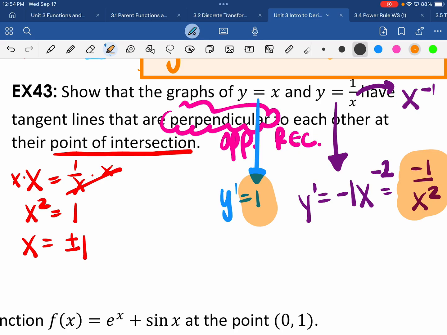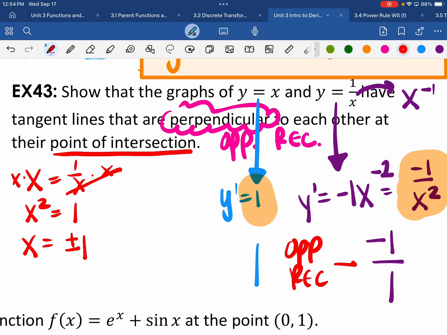Now, the first function, is that derivative ever going to change? No, it's going to be 1. So this first derivative is always 1, no matter what. For this derivative, when you plug in the plus or minus 1, what is the squared going to do? Turn it positive. And so then you are going to have -1 over a positive 1. Are these not opposite reciprocals of each other? Yep. So it proves it. So these are opposite reciprocals.